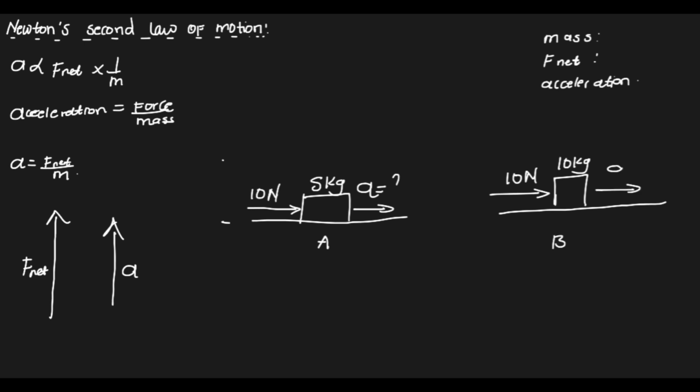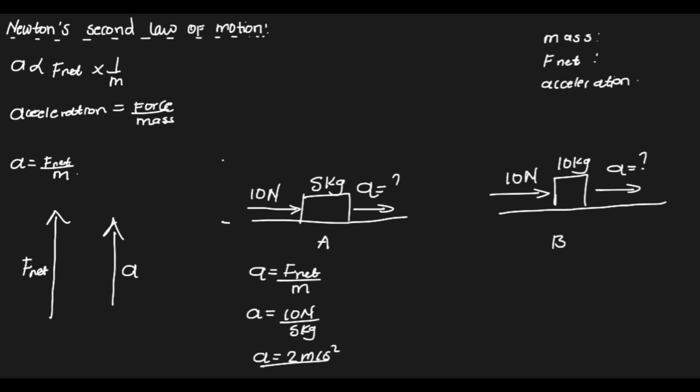So this time we are looking at the relationship between acceleration and mass. What happens to acceleration if we increase mass, or what happens to acceleration if we reduce mass? So let's find the acceleration for the first part. Acceleration is equal to net force divided by our mass. Our net force is 10 newtons over the mass of 5 kg. So we can see that here we are getting 2 meters per second squared.